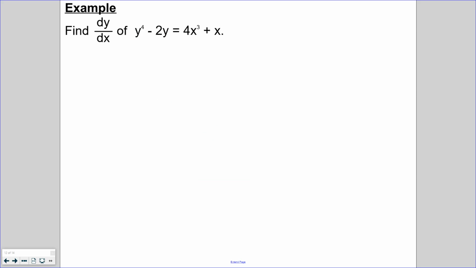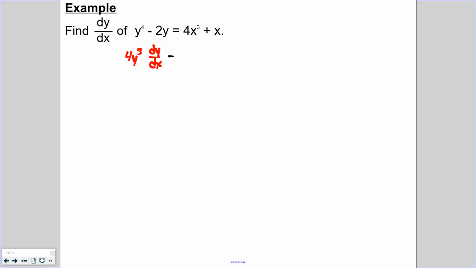All right, so let's take a look at another example. Next up, we want to find dy over dx of y to the fourth minus 2y is equal to 4x cubed plus x. Let's just dive right in and start taking some derivatives. The derivative of y to the fourth is going to be 4y cubed. But don't forget, we just took the derivative of a y, therefore we need to multiply by the chain rule, dy over dx.